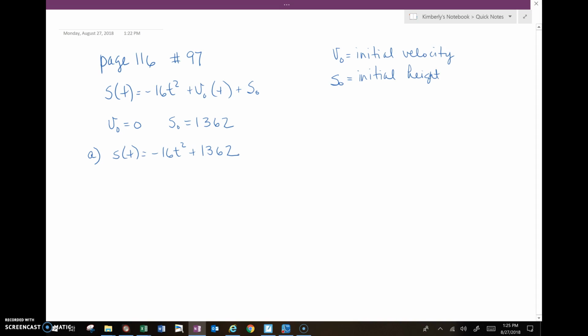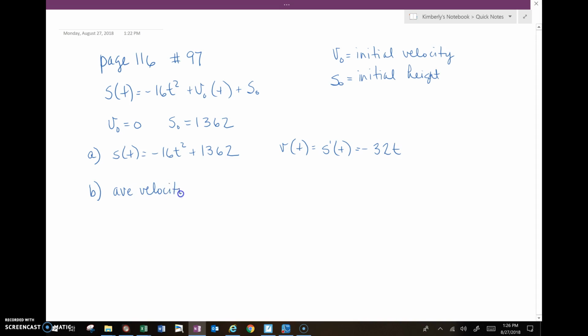The other day I talked about velocity is change in position over change in time. And that's going to be the derivative of the position function. So we just get negative 32t in this case because the derivative of 1,362 is 0. So there is A. B wants us to find average velocity.